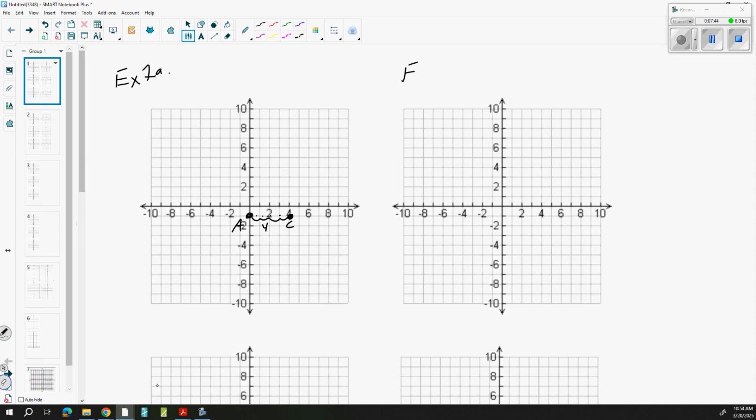This is example 3A for me. My center was at (-4, 7) and my radius was 5. So we go to (-4, 7), and then to do the radius, we just count each direction: 1, 2, 3, 4, 5, put a dot. We do that in each direction, and we kind of get a guess here. And then we can draw our circle, very badly, apparently.